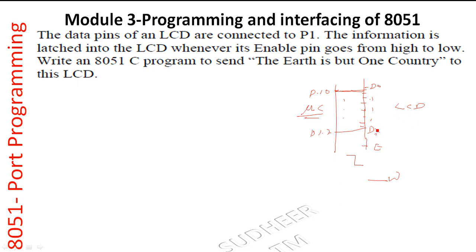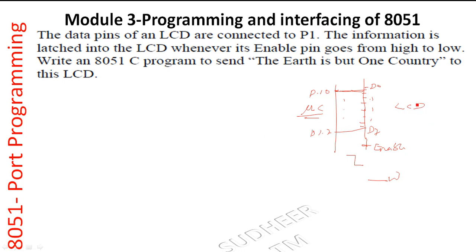So what it is saying is, whatever data comes from port 1 will be latched into the LCD. The data is mentioned here: the earth is but one country. So this is a string. This entire string of characters has to be sent to our LCD, and we need to make the enable pin high to low. So whatever the data is, it will be latched into our LCD one by one.